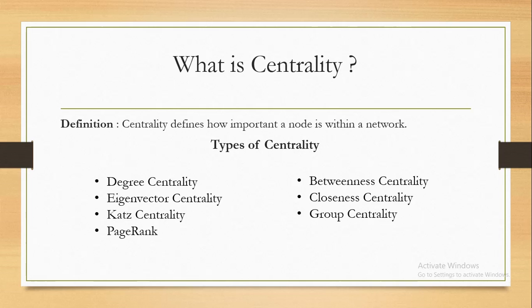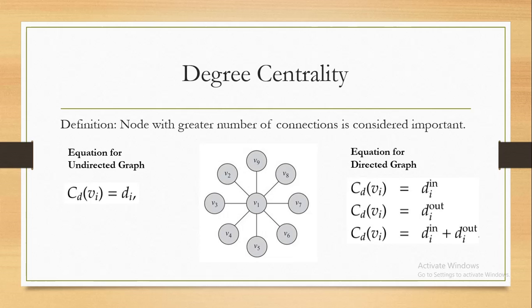There are different ways of finding the centrality of a given network. The types of centrality are: first, degree centrality, Eigenvector Centrality, Katz Centrality, PageRank, Betweenness Centrality, Closeness Centrality, and Group Centrality. While you are studying these types of centrality, please go through them in sequence, because it is very important that you understand the sequence: the drawbacks of one centrality are overcome in the next centrality. So our first type is degree centrality.